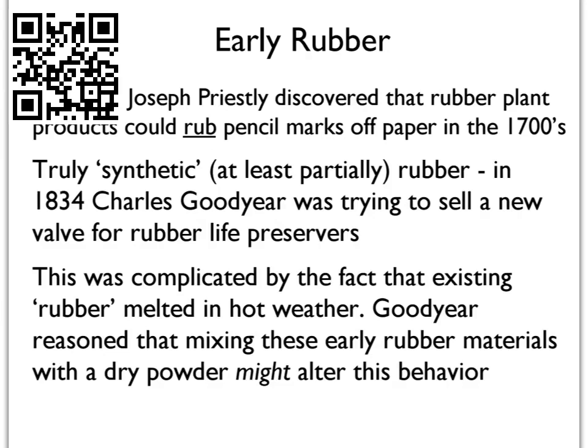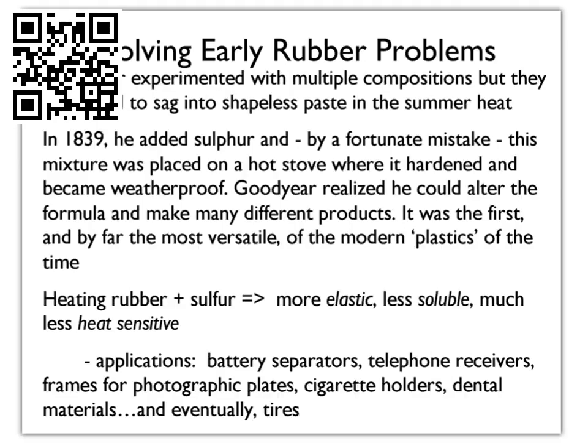And so what Goodyear did, he stopped trying to sell valves because it didn't make sense to sell valves for something that melted when the summer hit. And started trying to convert rubber into something useful by mixing it with various dry powders. And this was very serendipitous, just a matter of mixing together. And he did this for a couple of years.